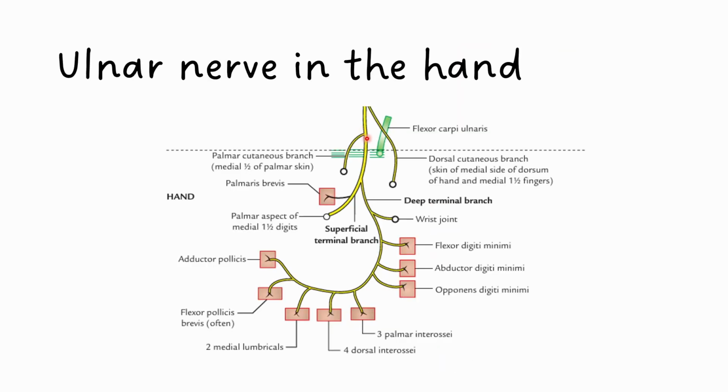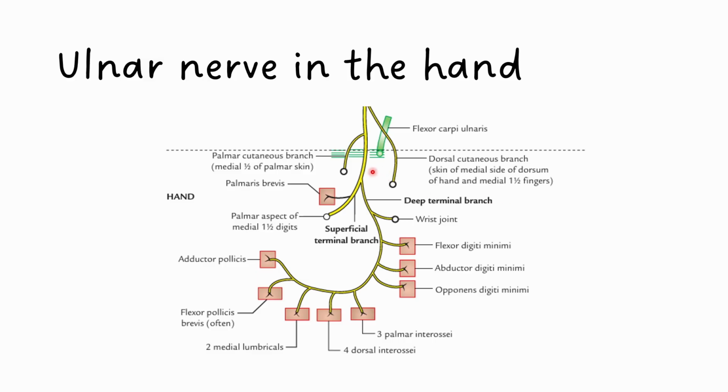The palmar cutaneous branch enters the palm superficial to the flexor retinaculum and provides sensory innervation over the medial half of the skin on the palm. The dorsal cutaneous branch passes dorsally and provides sensory innervation to the skin over the medial third of the dorsum of the hand and medial 1.5 fingers.